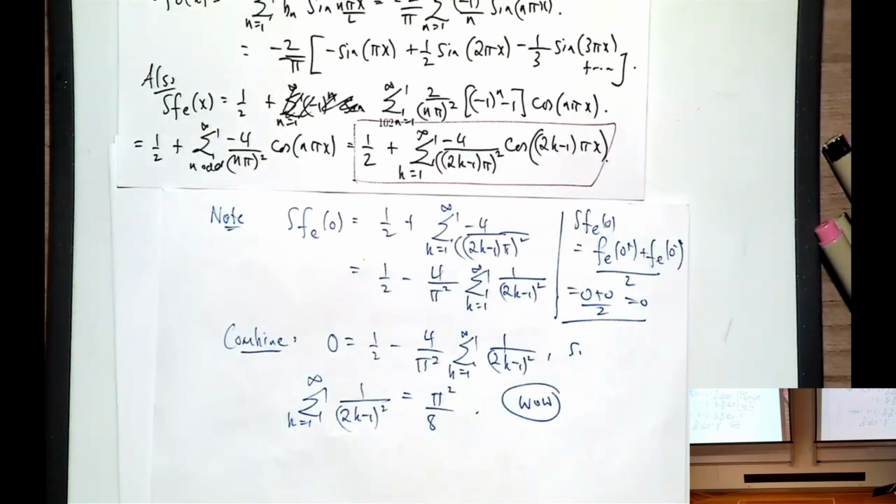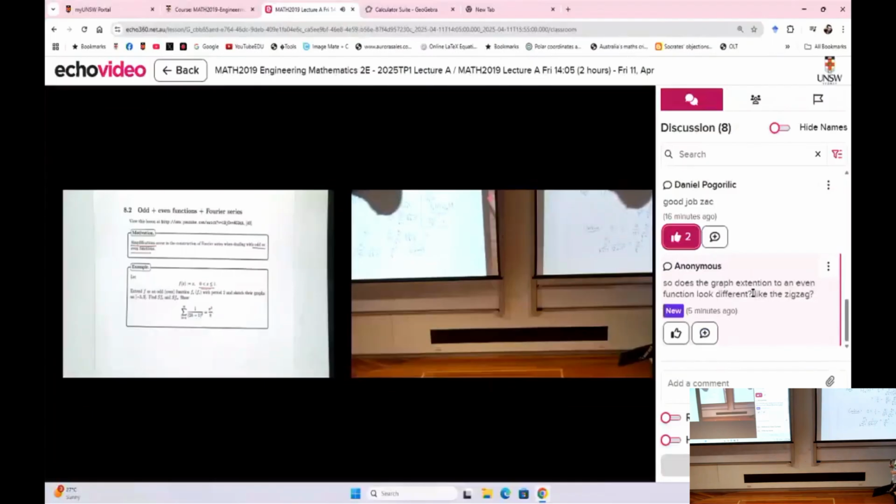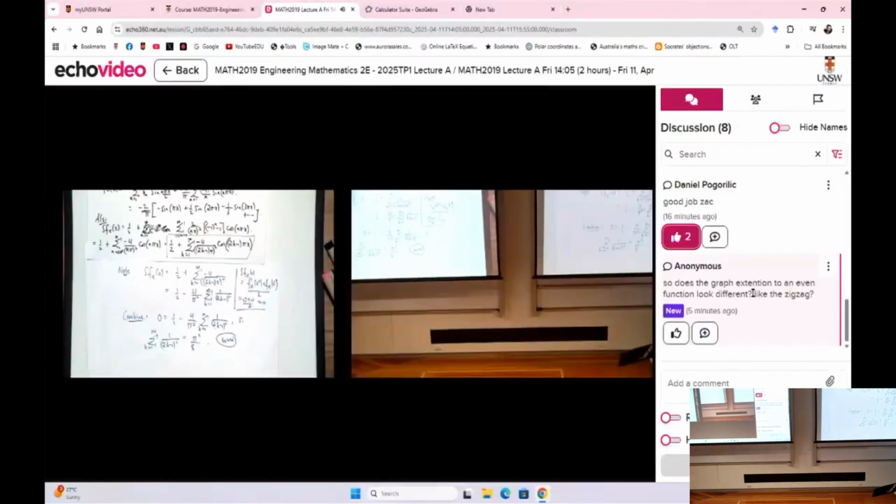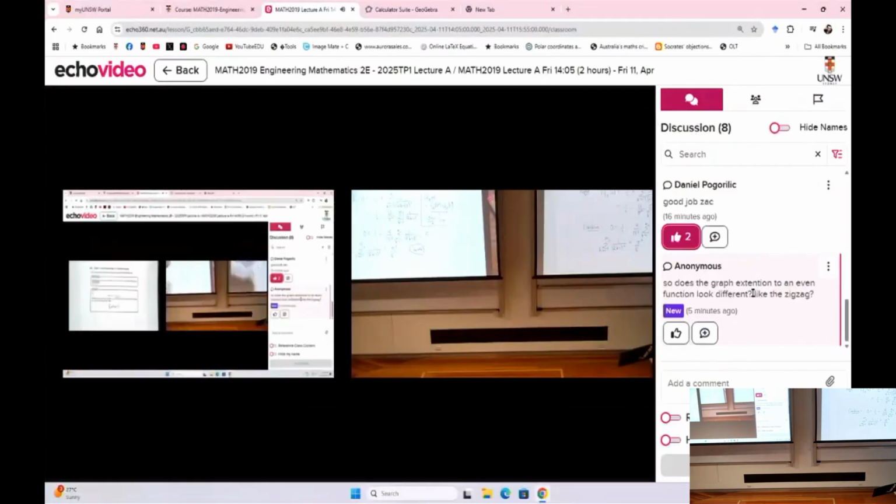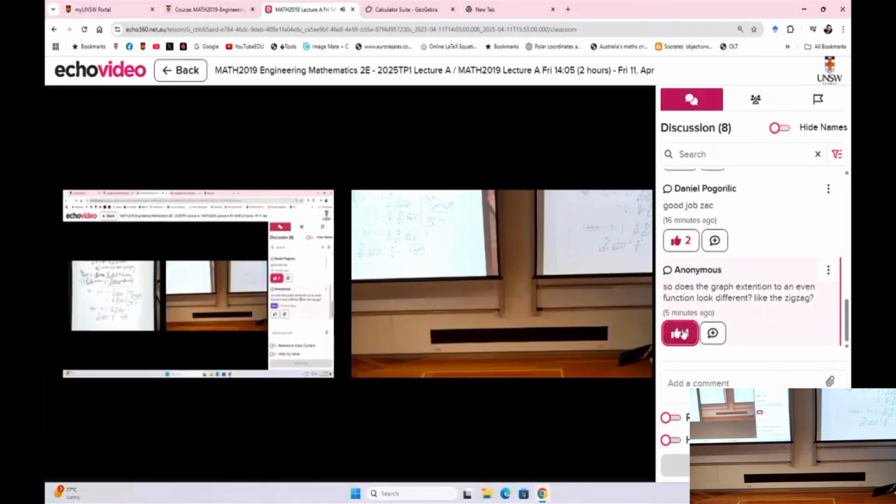Yeah, Frank, exactly right. You too, Zach. Yeah, good on you, Daniel. So the graph extension, yeah, so let me put this up. For the even extension, the graph looks like a sawtooth wave, I guess, or a zigzag. A zigzag's a better way of expressing it. Okay, so you need to be able to do that. Otherwise, you're not sure what your Fourier series is going to look like.